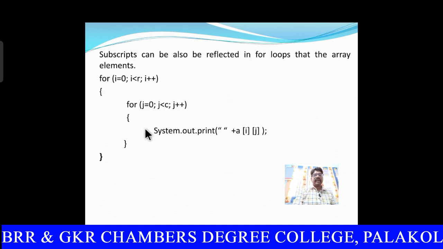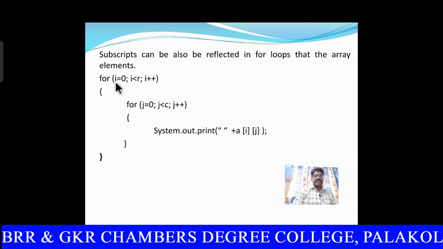So how can we enter the data with the help of loops? Subscripts can also be driven by a for loop over the array elements. In a one-dimensional array it contains only one subscript, so one for loop is needed to enter the data into the one-dimensional array. But here there are two dimensions, where one subscript represents the rows and the other subscript represents the columns.